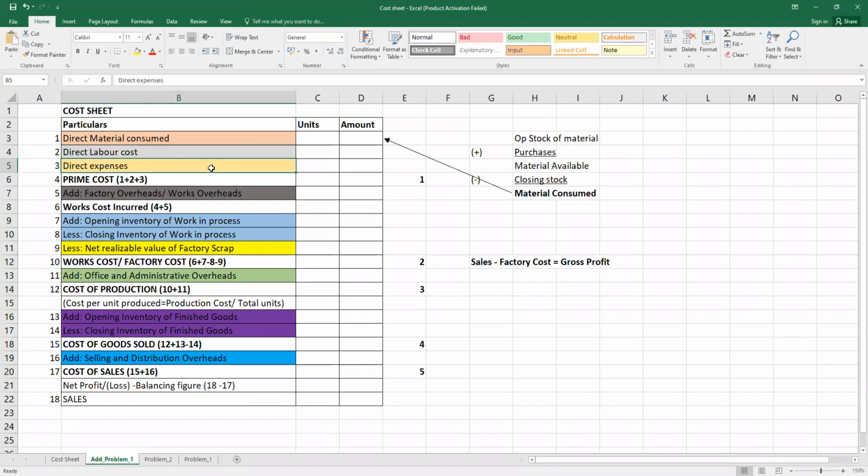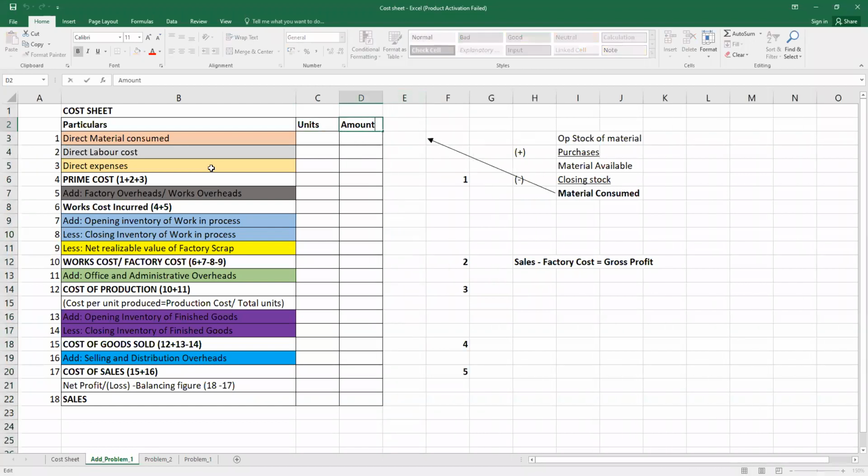Shall we start now, guys? Hello. Yes, ma'am. Okay. As usual, I have copied the format of cost sheet first, and then I'm going to start with the reading. Even we have to add one interim column, and then the final column.